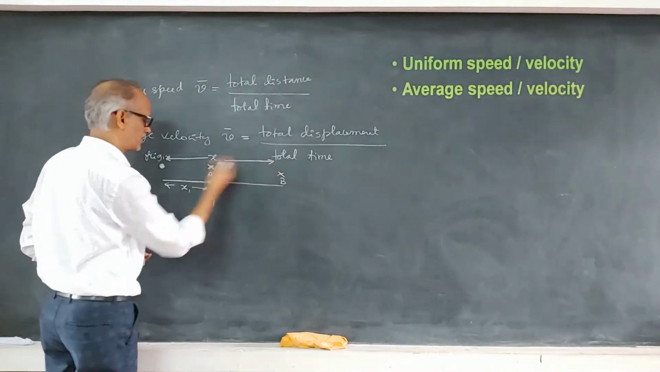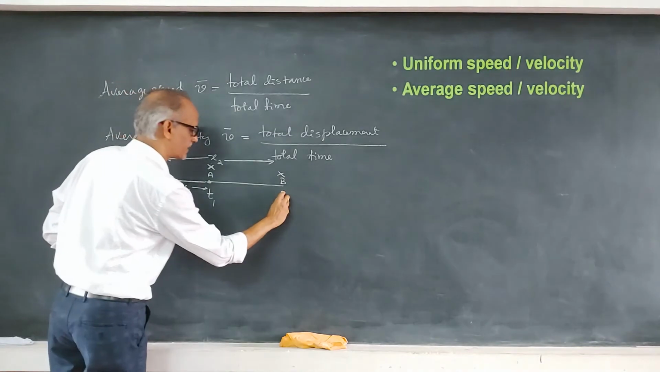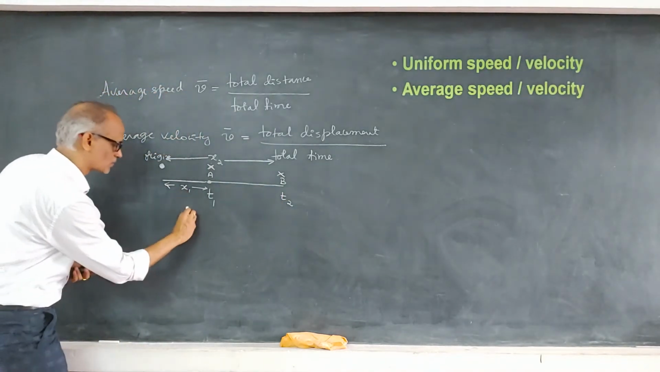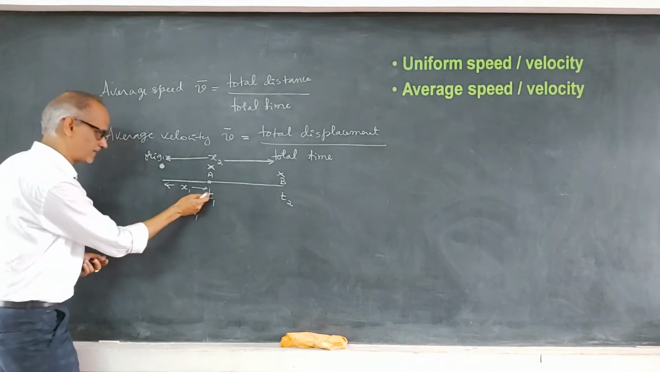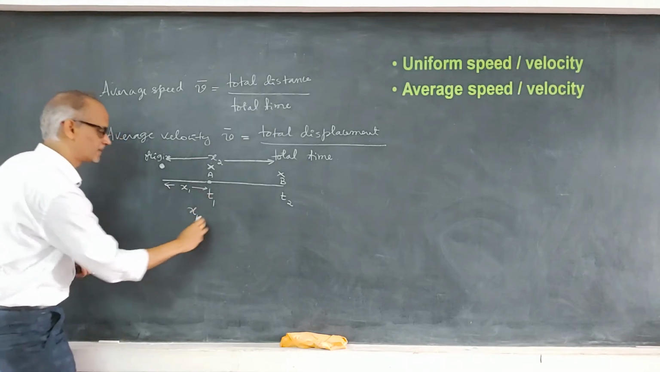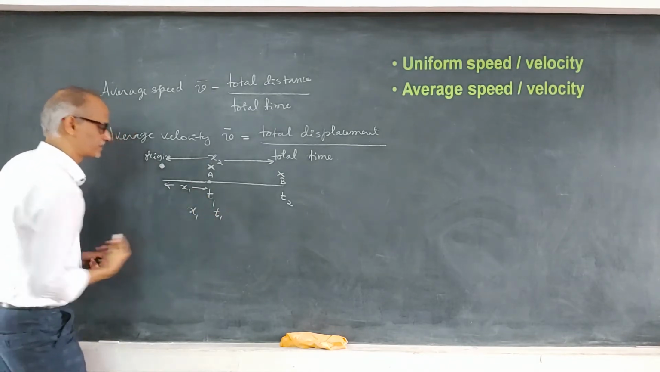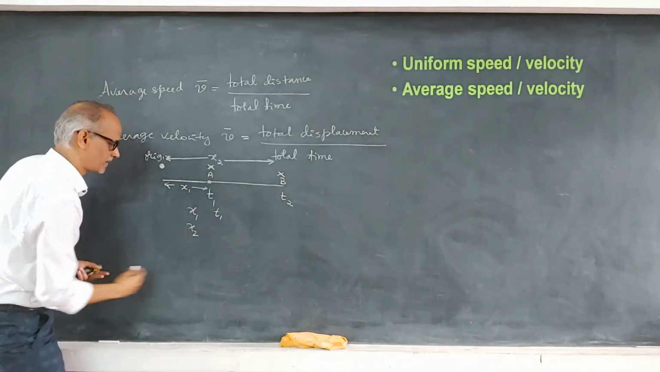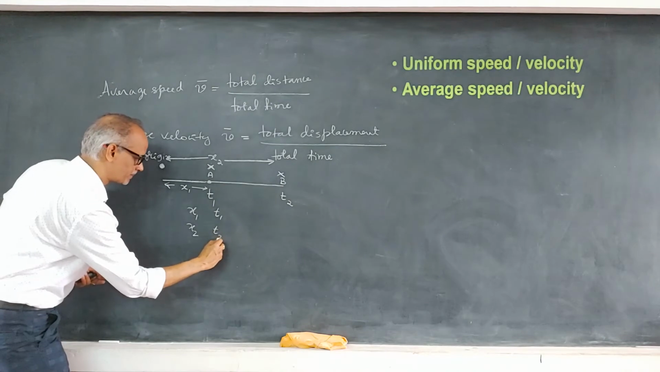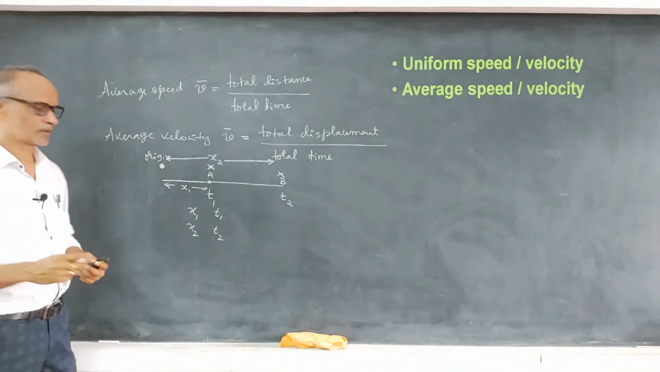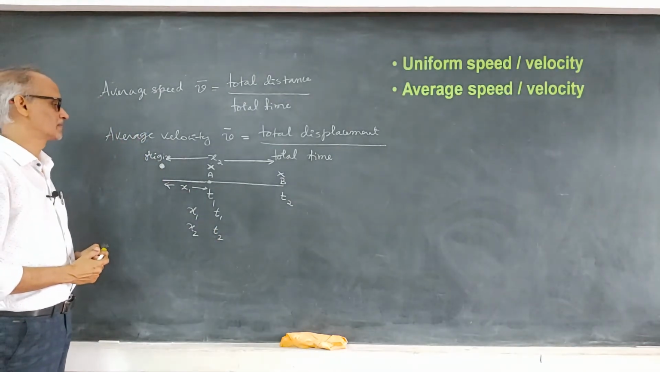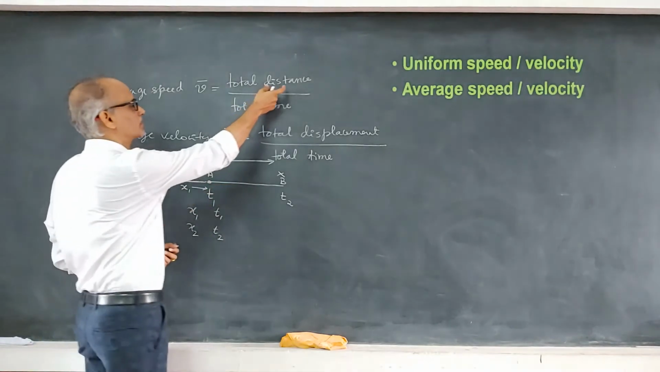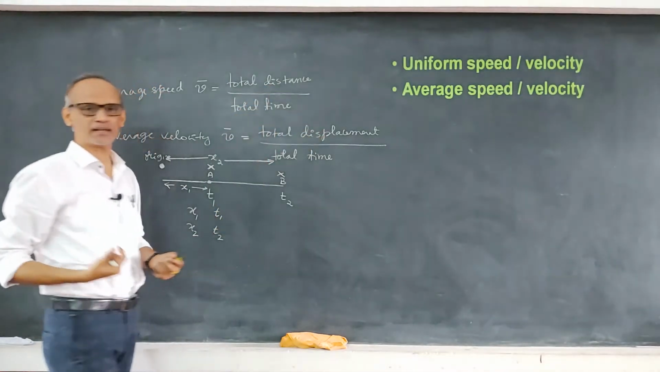To move from here to here definitely takes time. Therefore, the total time taken is now t2. x1 is the distance travelled or the displacement in a time t1, and x2 is the displacement in a time t2. Since the body moves along the straight line, both distance and displacement are equal.